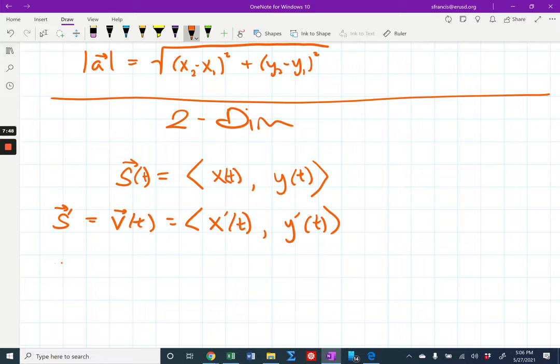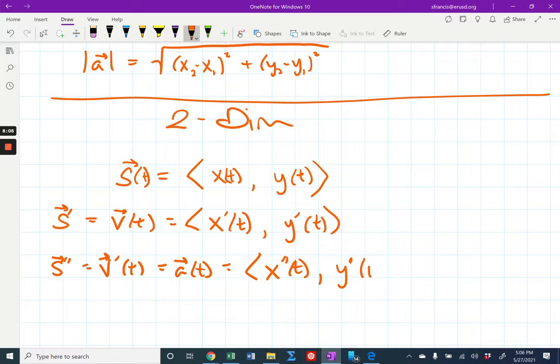And how do I get the acceleration? Same thing. Sorry about this long bit of notation here, but this is just going to be this. And these are vectors. Okay. So let's go back up to the first example for a moment.